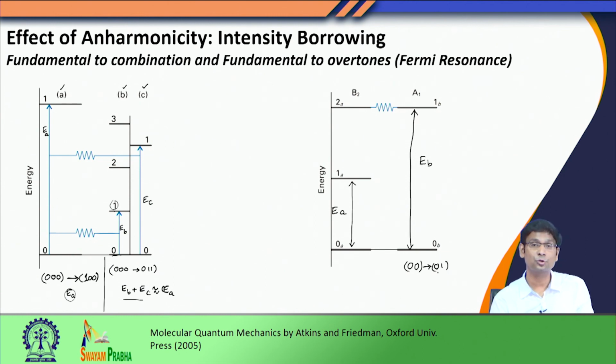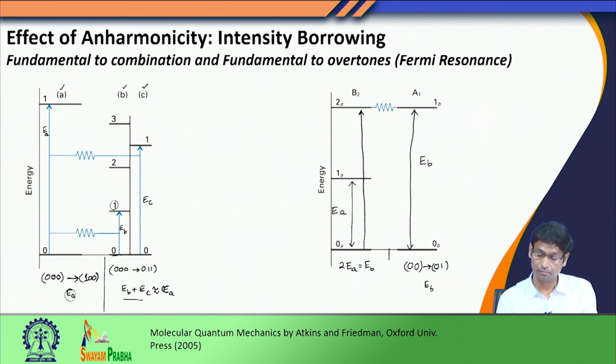transition, which is actually a fundamental transition along B, would occur at E B, and since this is a fundamental transition, it will have good intensity. But in this case, along A mode, if I go from 0 to 2, you would see that twice E A is equal to E B. So, this overtone along A mode happens to have the same energy as the fundamental along B mode.